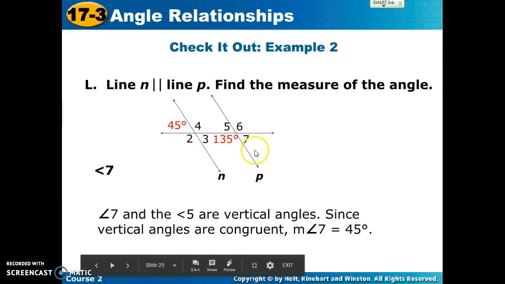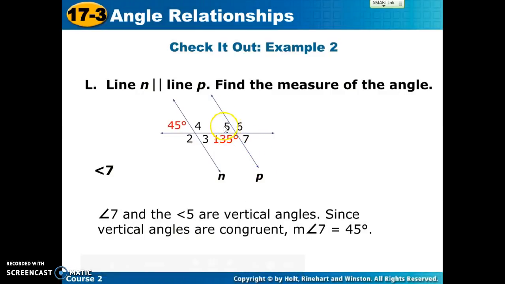Angle 7, I think, is our last angle. Again, we can do this a couple different ways. One, we know we found angle 5 to be 45 degrees. We know that vertically from it or opposite is congruent at 45 degrees. Or we can find adjacent, next to each other, 180 minus 135, and we're going to get angle 7 to be 45 degrees.